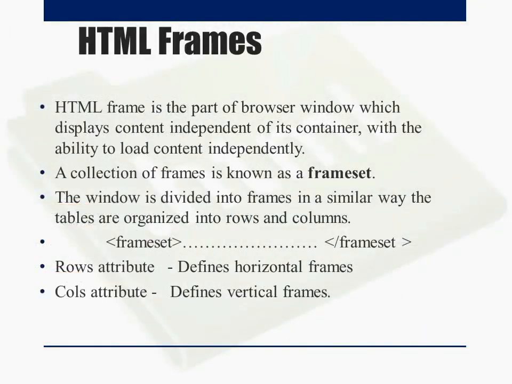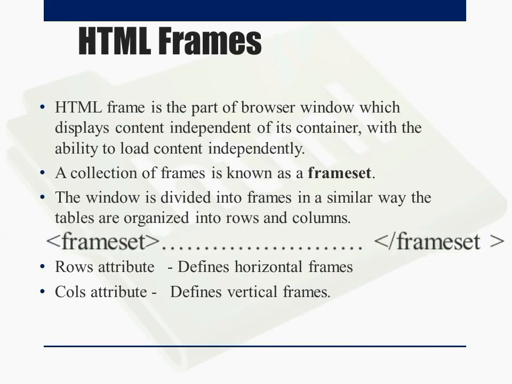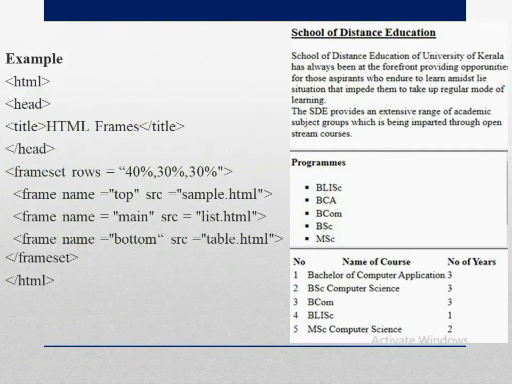Then HTML frames. HTML frames are used to divide your browser window into multiple sections. And we can load a separate HTML document in each section or frame. The collection of frames is known as a frameset, and we can divide our window into frames similar to tables into rows and columns. Here we are using the tag frameset instead of body for dividing the window into frames. And the rows attribute of the frameset tag defines the horizontal frames and the columns attribute defines the vertical frames. Let us see an example.